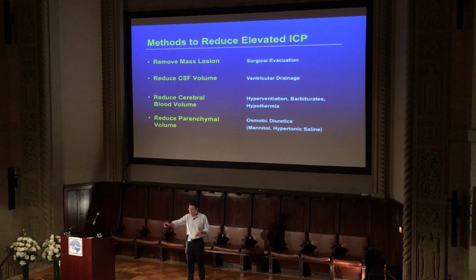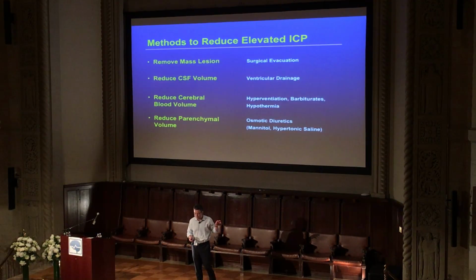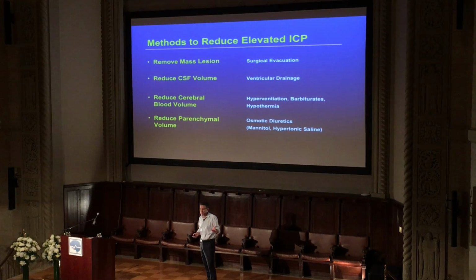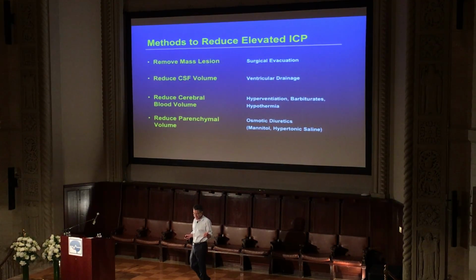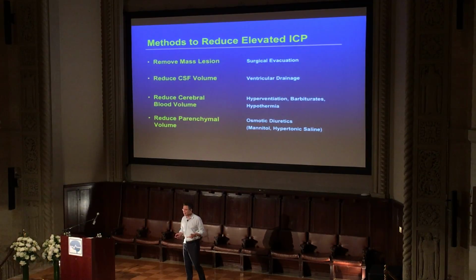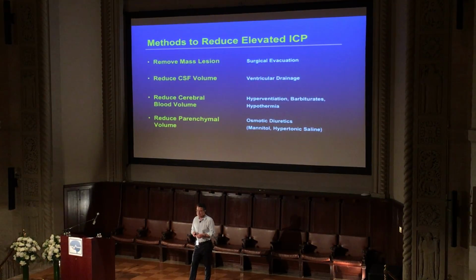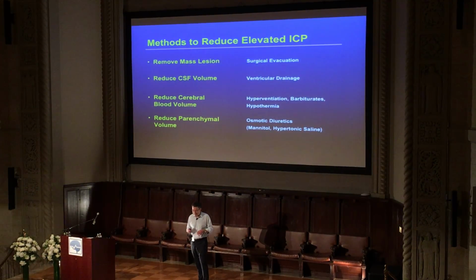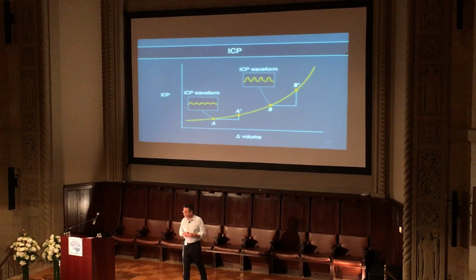We can call our buddies, the neurosurgeons, and remove the mass. We can drain the CSF. We can reduce cerebral blood volume, first with hyperventilation, and then sometimes more profoundly with barbiturates or hypothermia, right? Because how are those barbs and hypothermia lowering ICP? You think it through. It's got to be profound metabolic reduction coupled with reductions in flow and cerebral blood volume. And then you can dehydrate swollen brain with bolus osmotherapy.